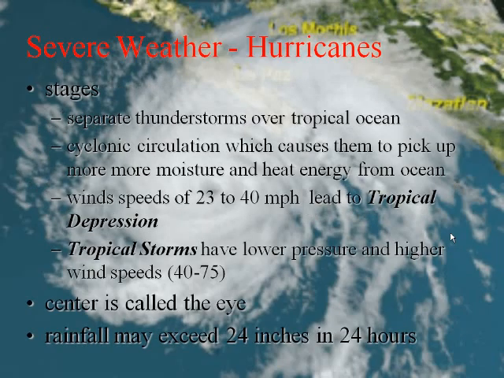There's stages to a hurricane, and we separate that. There's a cyclonic circulation, which causes them to pick up more moisture and heat from the ocean. So you're looking at the slower ones, the smaller ones are tropical depressions. That's wind speeds of 23 to 40 miles an hour. And then you move up to a tropical storm at 40 to 75 miles an hour. And then over 75 is an actual hurricane, and there's a gradient between the hurricanes. The center of the hurricane is called the eye of the hurricane. And you have excessive rainfall, 24 inches in 24 hours, which is ridiculous amounts of rainfall.